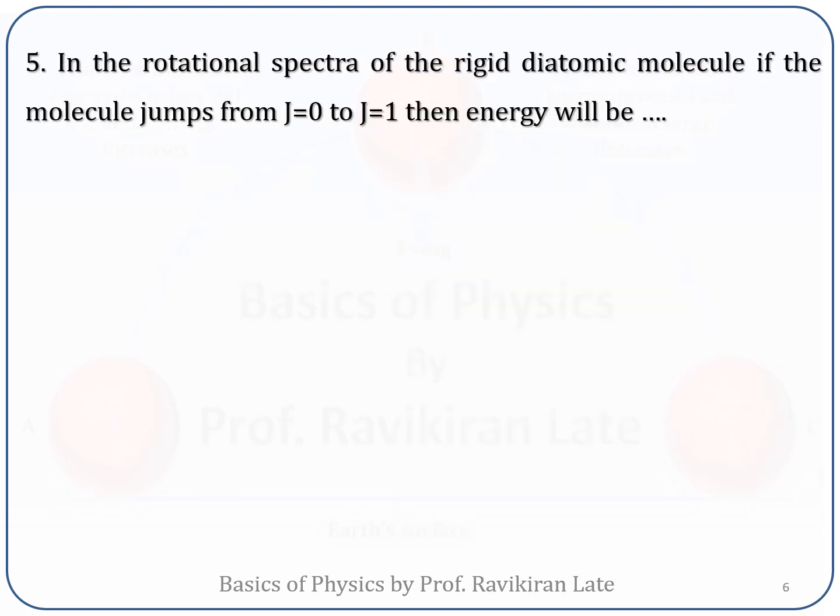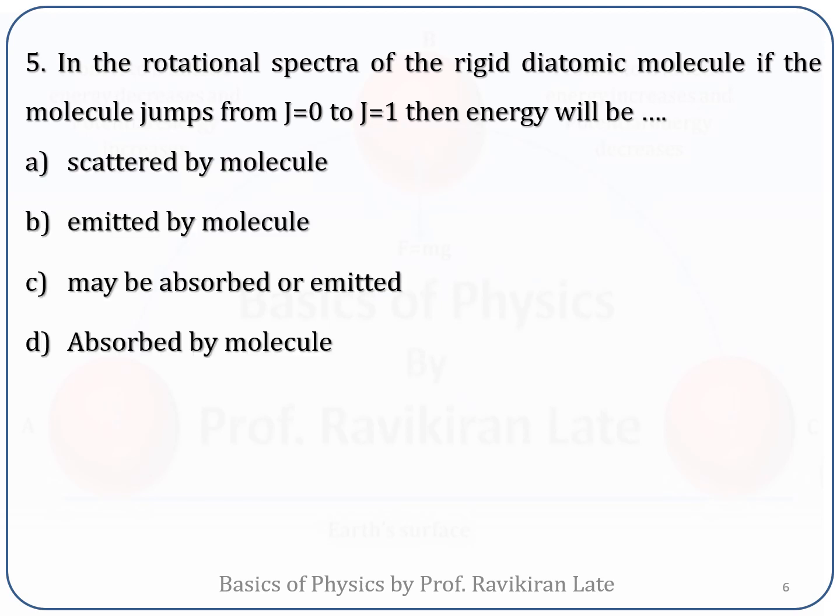Next question is, in the rotational spectra of a rigid diatomic molecule, if the molecule jumps from J equal to 0 to J equal to 1, then energy will be. The options are given over here. Option A, scattered by the molecule. Option B, energy emitted by the molecule. Option C, energy may be absorbed or may be emitted. Option D, absorbed by the molecule.